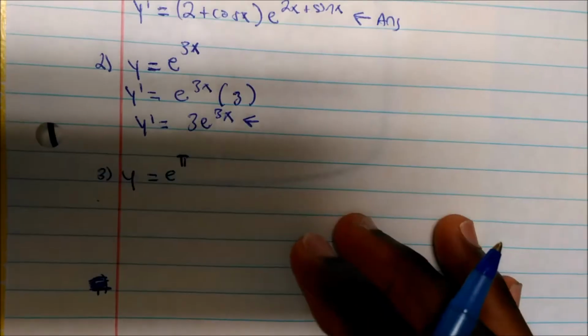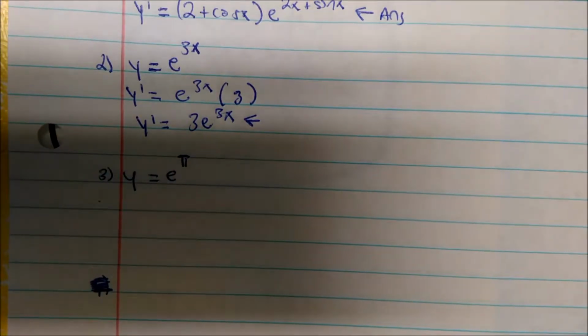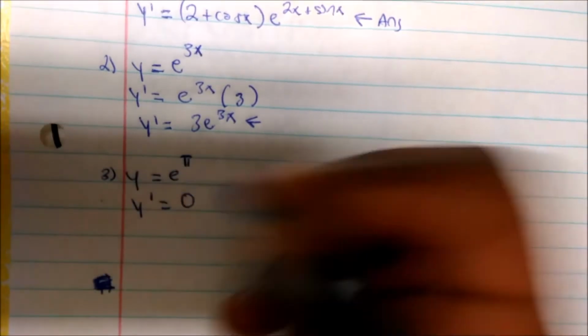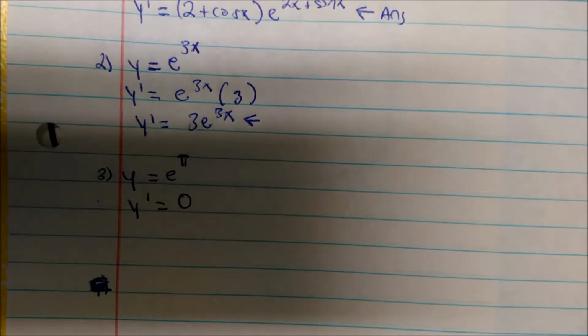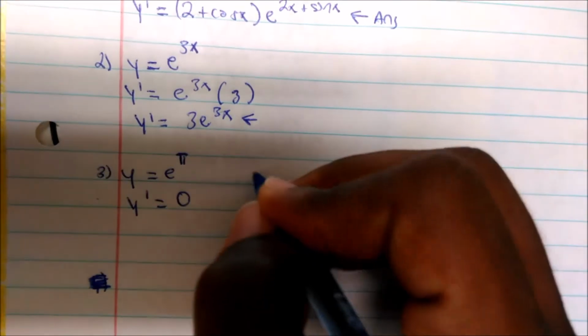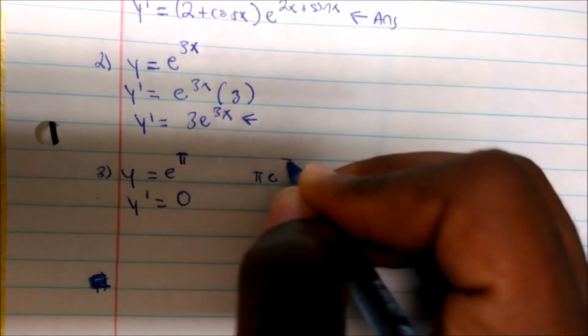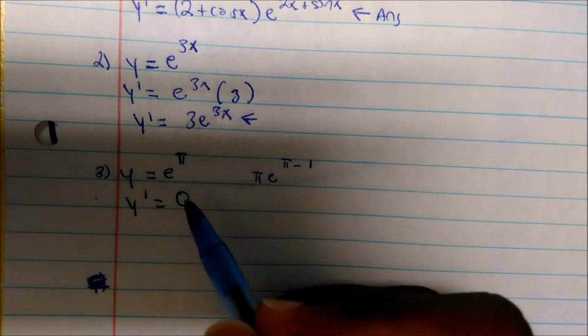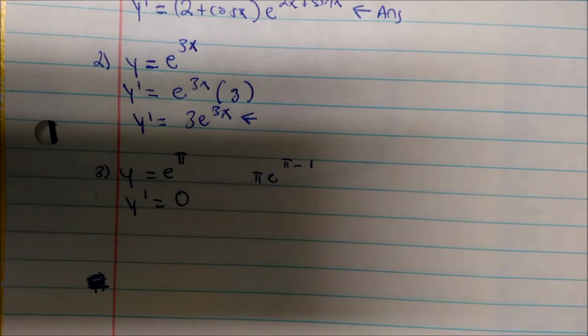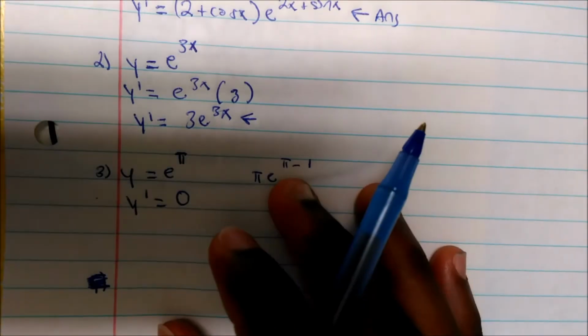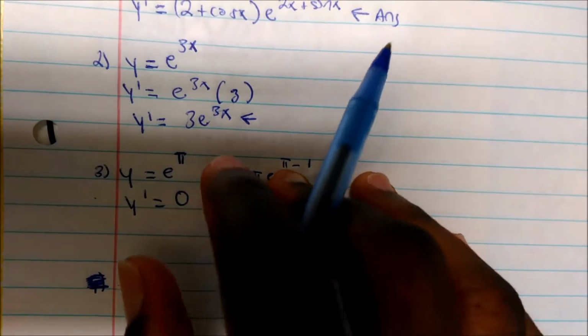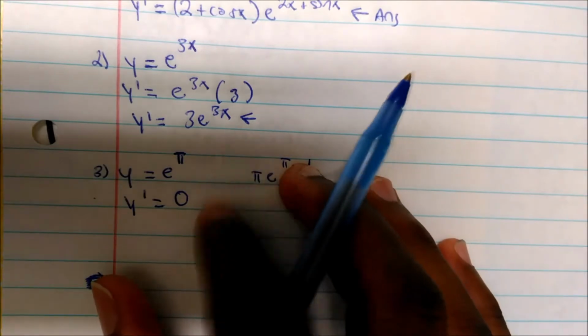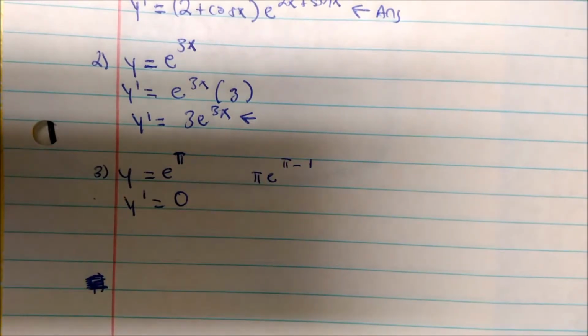How about this one? y is equal to e to the pi. The derivative of this is 0. Why? The derivative of this is not pi e to the pi minus 1. The reason is that pi is a constant. Pi is some number, 3.14. e is also a number, which is like 2 point something something. We don't care. It's just a number, and so the derivative of a number is just 0.